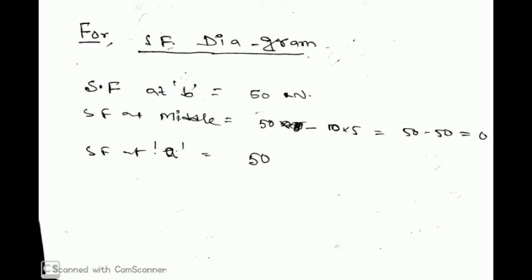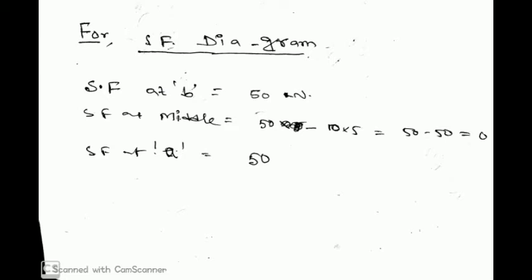In a similar manner, what is the SF at A? We have already found the SF at A by taking a moment, and it is 50 newtons. So the SF at B is equal to 50 and the SF at A is equal to 50, and the middle of the span has no SF. That means when we draw the SF diagram, the SF value at the middle of the span is equal to 0.